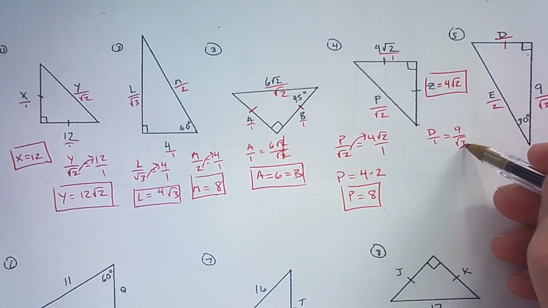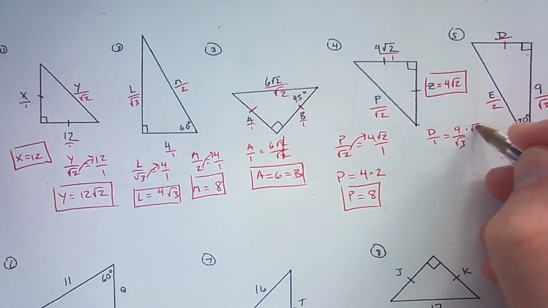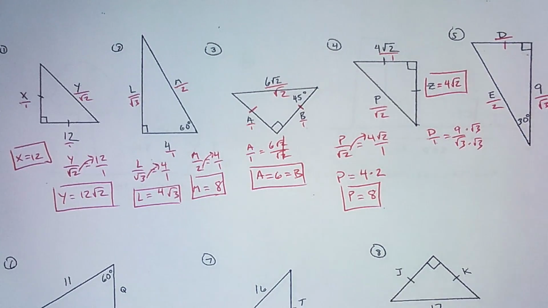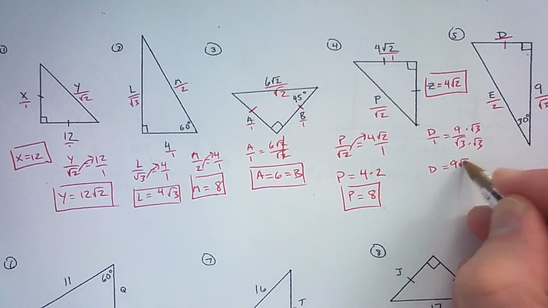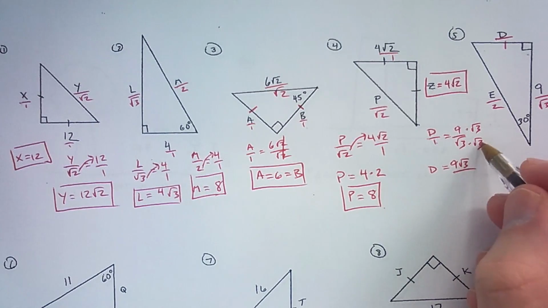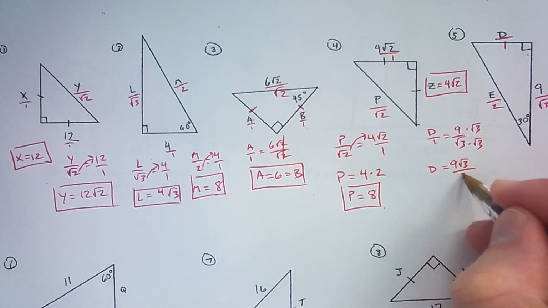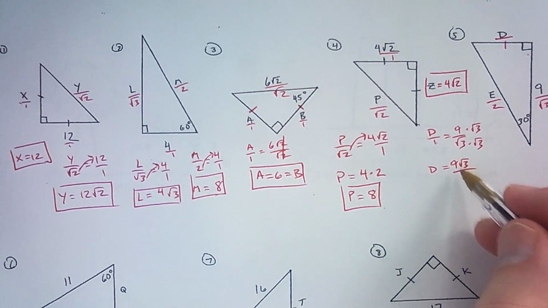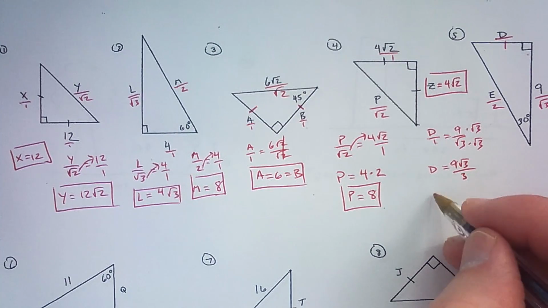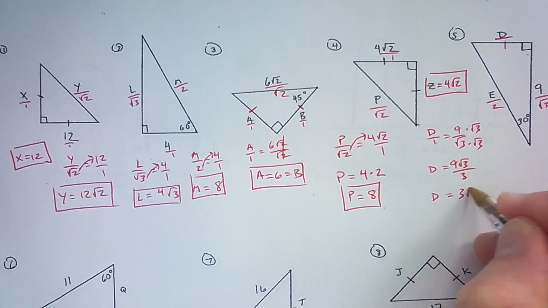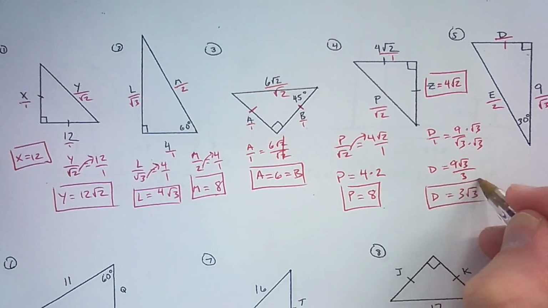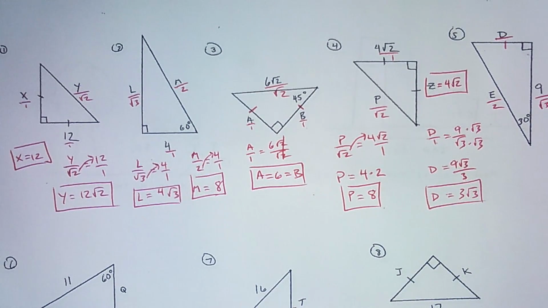But I have an irrational number in the denominator here, so I need to multiply the top and bottom both by the square root of 3. So I get D is 9 times the square root of 3 over, and then the square root of 3 times the square root of 3 is 3. 9 is divisible by 3. 3 goes into 9 3 times, so 3 times the square root of 3 is my final answer for D.